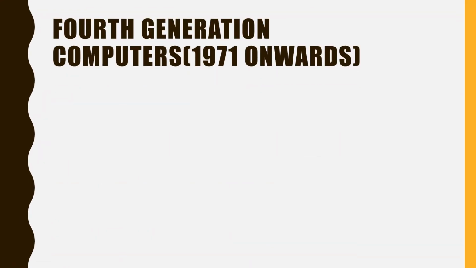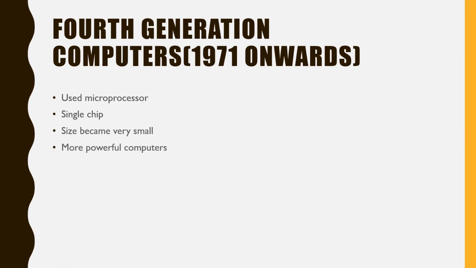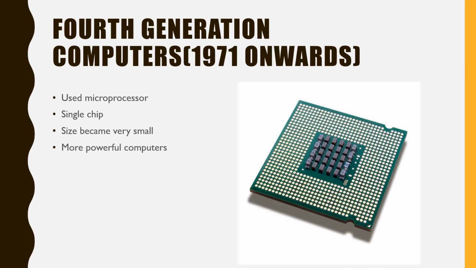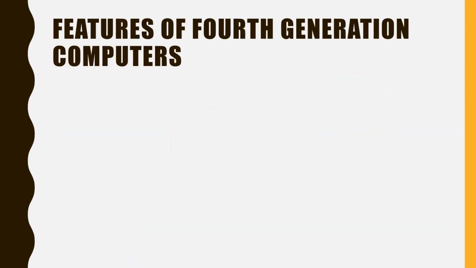Next we'll see the fourth generation computers. The fourth generation started in 1971, and they used the microprocessor, which is a single chip that does all the processing. The size was comparatively very small, and this became a more powerful computer. This image is the image of the microprocessor.